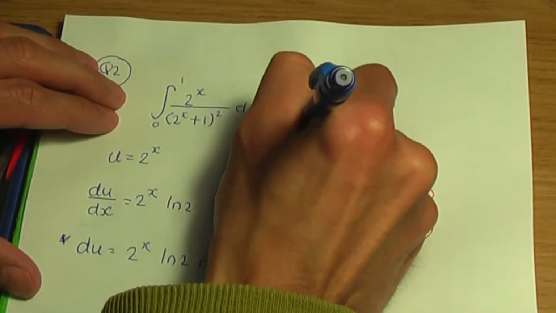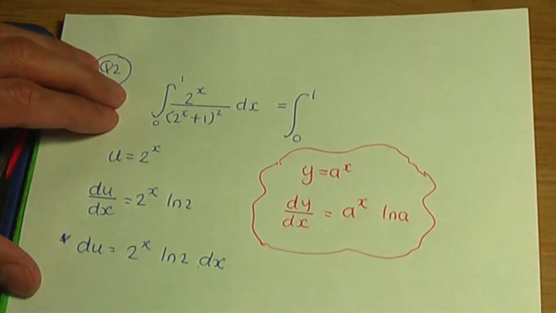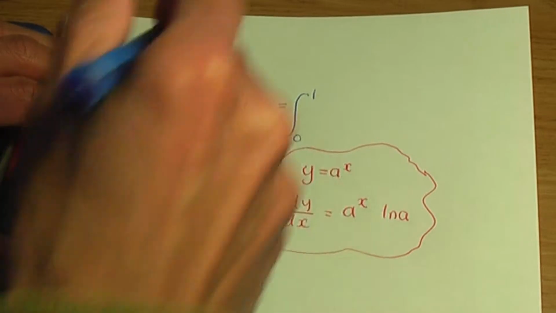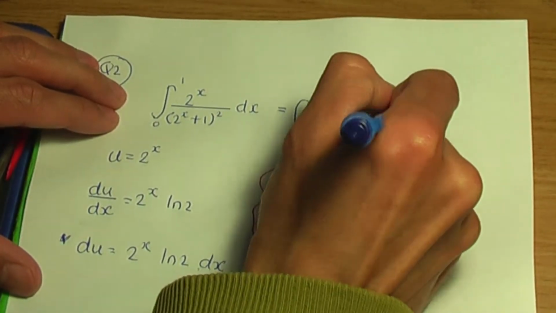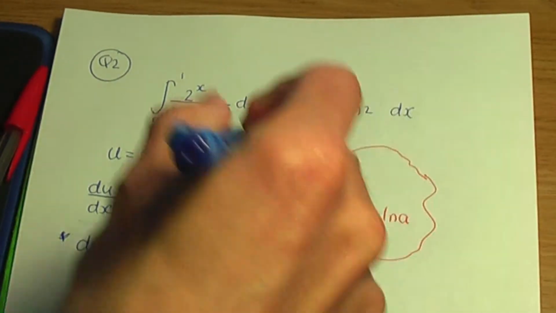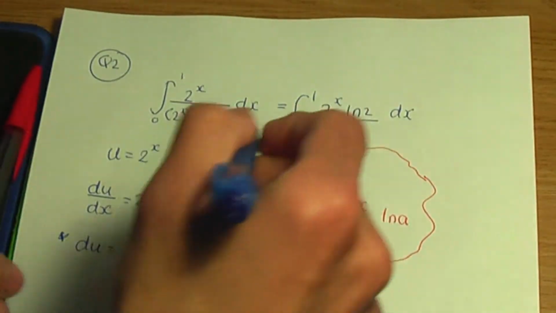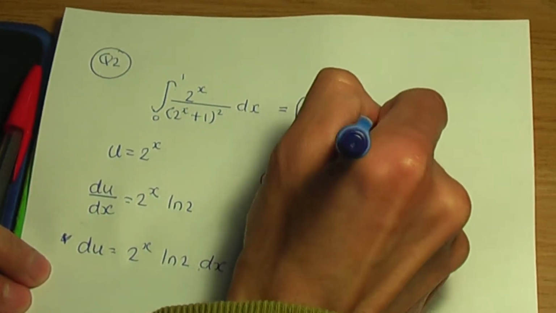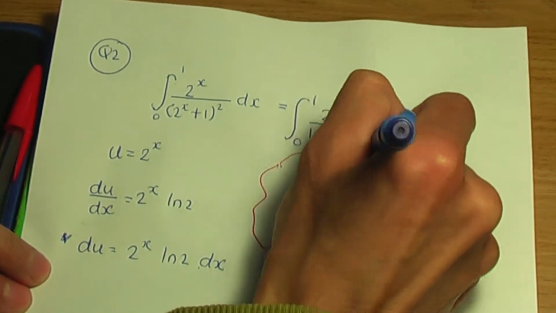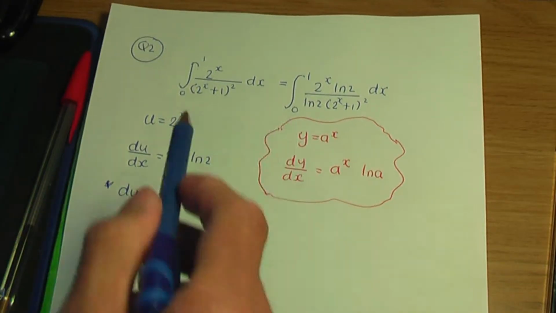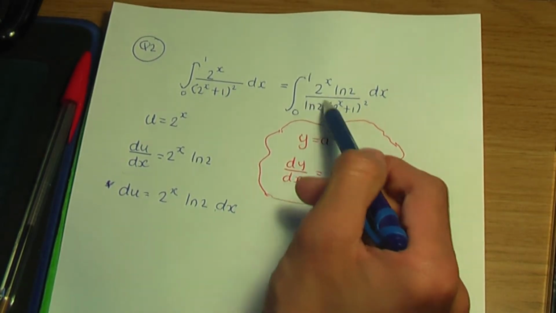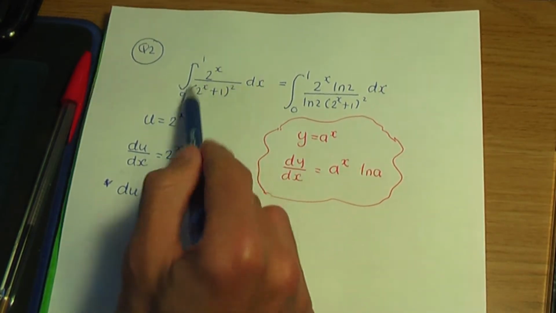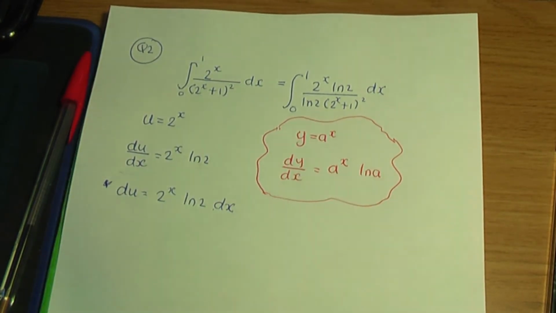If I continue, I can write this integral between the limits 0 and 1. If I multiply the top and the bottom by ln 2, I'll get 2 to the power of x ln 2 divided by, I also need to multiply the denominator by ln 2 as well, to give me ln 2 times (2 to the power of x plus 1) squared. Don't only multiply the numerator, you need to multiply the denominator as well. And as you can see, I haven't altered the structure of this integral as the two ln terms will cancel.